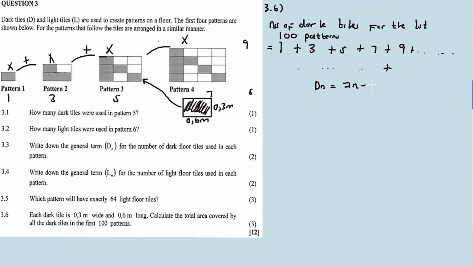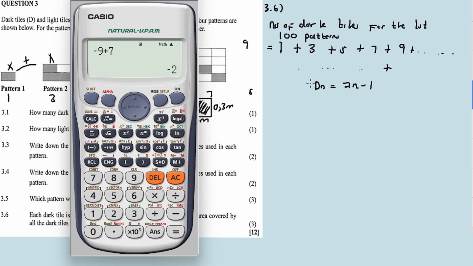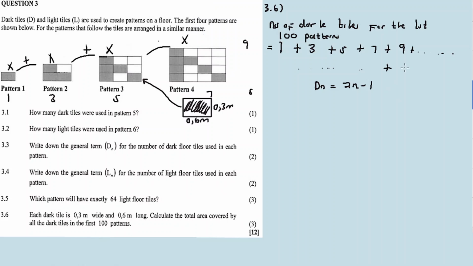And then look, we do know that our nth term for the dark tiles is Tn equal to 2n minus 1. So for the last pattern, number 100, it's going to be 2 times 100 minus 1. Our answer is what? 199. After 9 I get 11, after 11 I get 13. You see, it's a process. You must add all these numbers all the way up to pattern number 100.